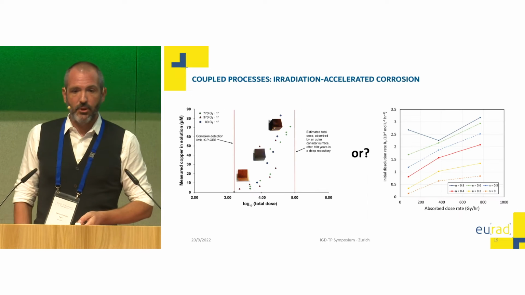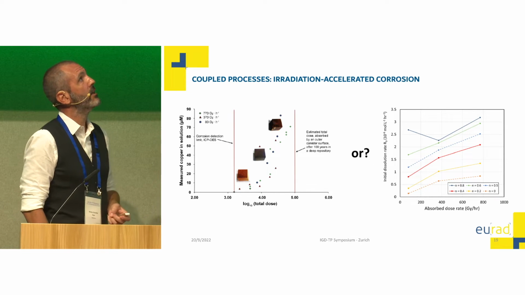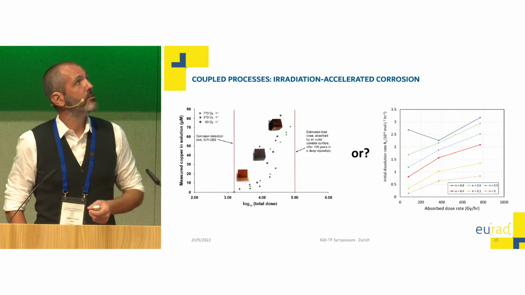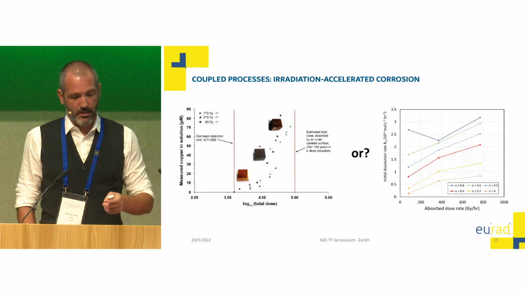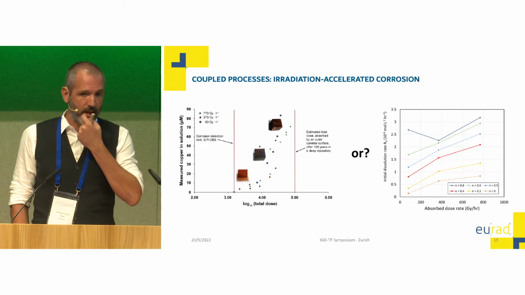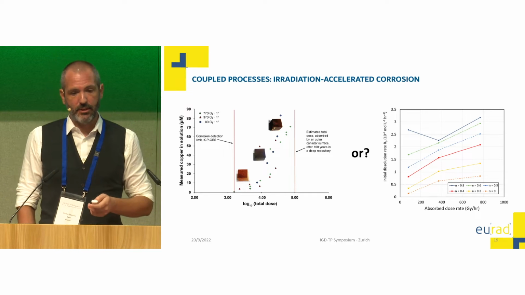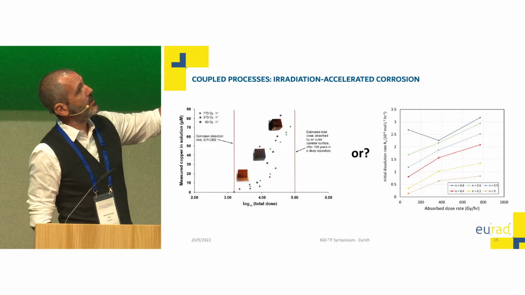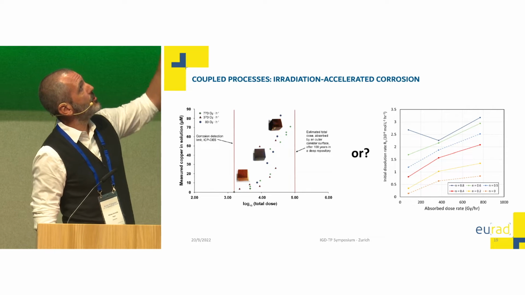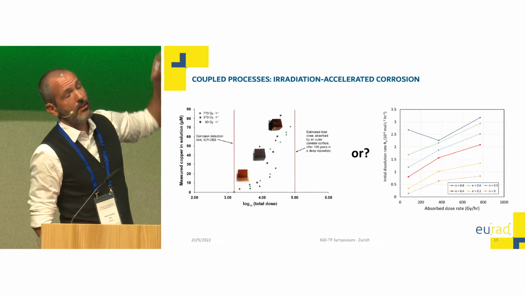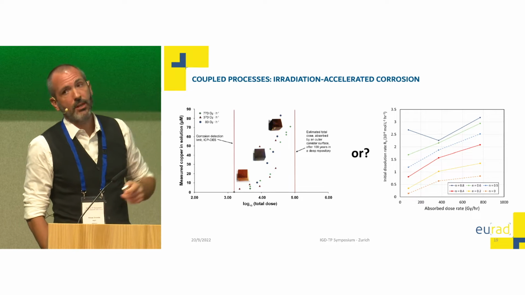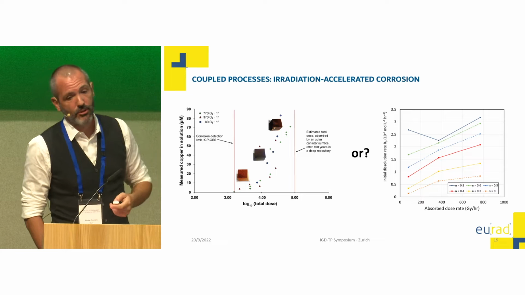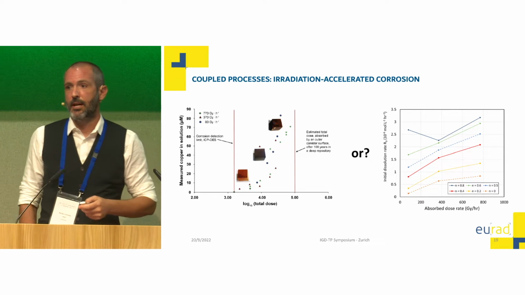I pick one example here, which is the first one, irradiation-accelerated corrosion. There's been a well-known open question in the literature about how exactly you can calculate and predict the effect of irradiation on corrosion. You can do one thing like the plot on the left, which shows the corrosion rate versus the total dose that your samples have seen. Very clear, you can see the dots. The higher the total dose, the higher the corrosion rate.